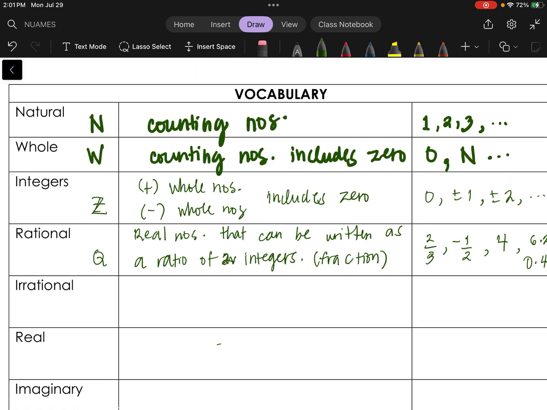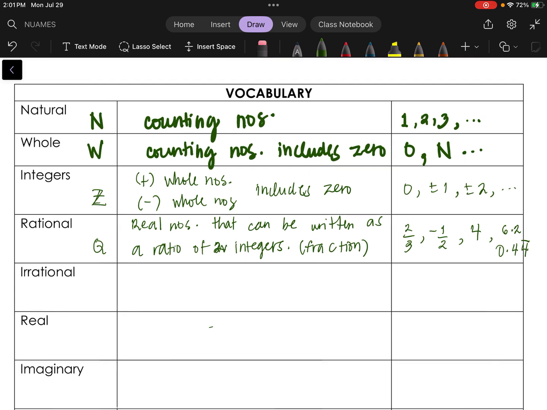All right, so let's go to irrational. Everything that I said for rational, this would be denoted as that with a bar on top. An irrational would be any real number that cannot be written in the form of a ratio of two integers.